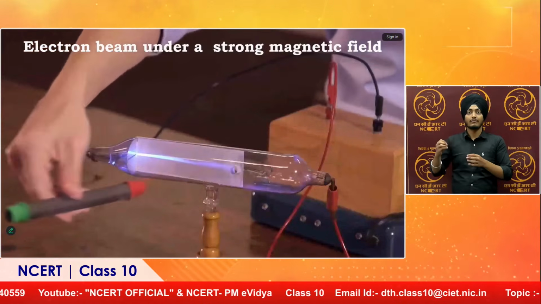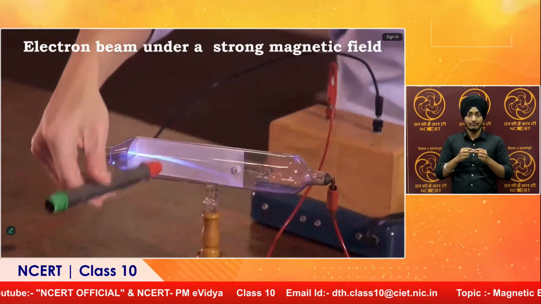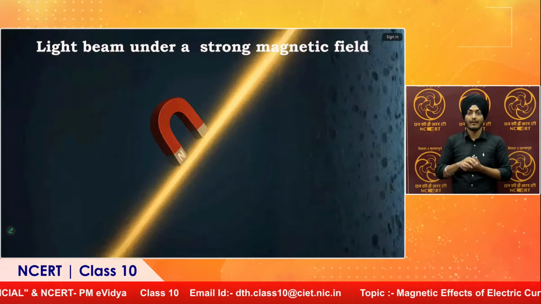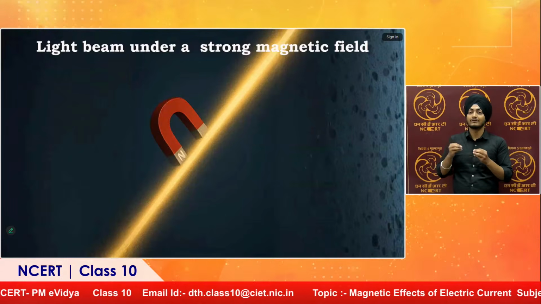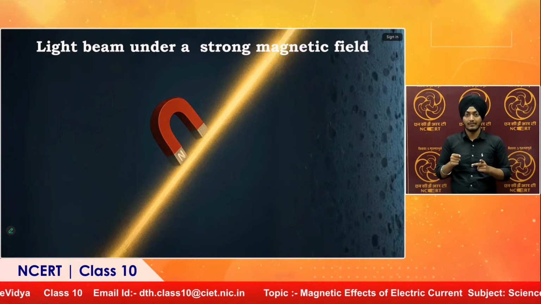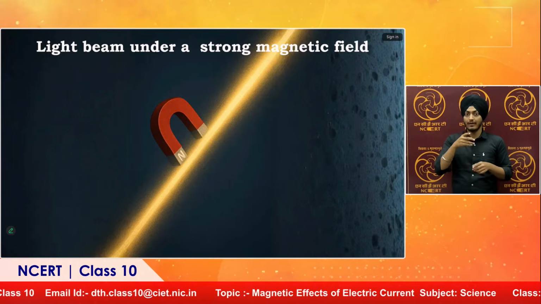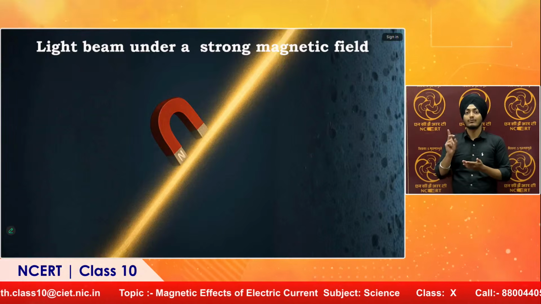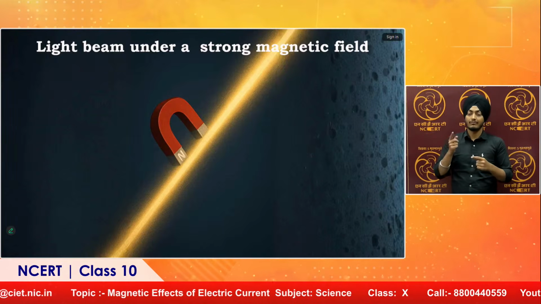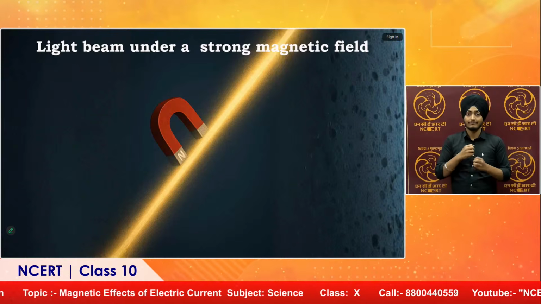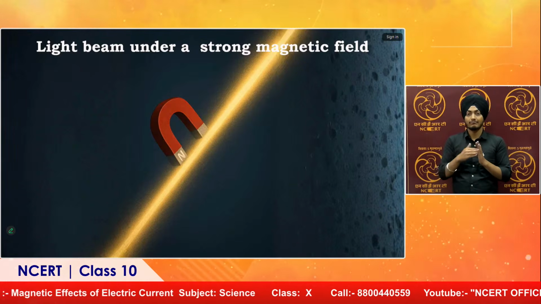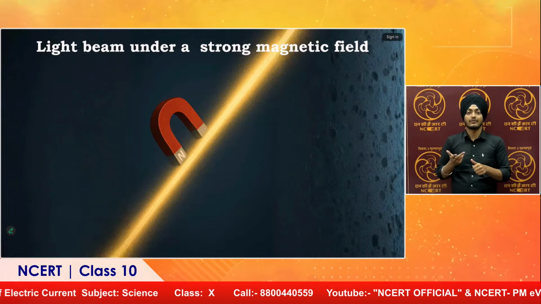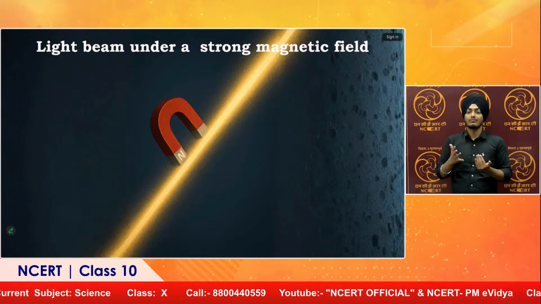When I bring a magnet towards this electron beam, it is deflected. You can see that. But light is not a charged particle. Light is a neutral particle. Light is a packet of energy. So it goes as a packet of energy from one place to another place. It is neither positive nor negative. So the magnetic field cannot deflect the light. So the answer for your question is we are not able to deflect light with the help of a magnet.